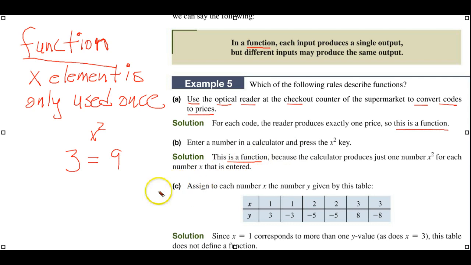Now, as we look at our ordered pairs here, x comma y, these are our domain elements. These are our x values. Now here, x is producing a 1 is producing a 3. The 1 is also producing a negative 3. So the x element is used more than once. So this is not a function. Okay? I like my definition here.